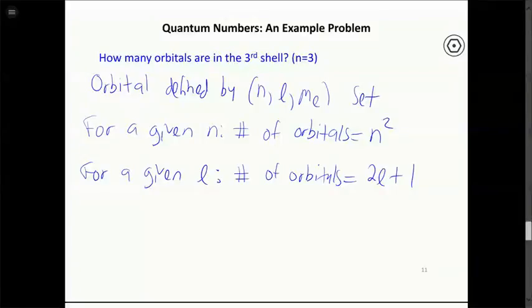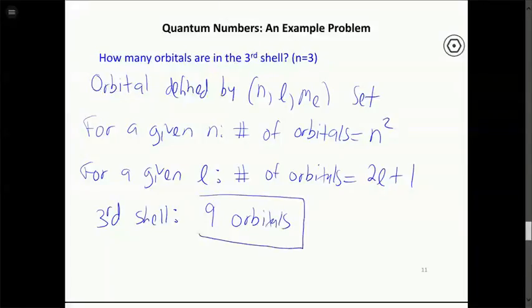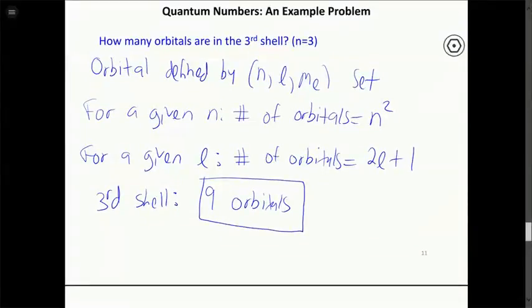Okay, so if we're in the third shell, as this example problem gives us, and as I unintentionally let the cat out of the bag on the last slide, the third shell has 9 orbitals. n squared is 9. And then if we want to know how these 9 orbitals are divided up into subshells, in the third shell we have the 3s subshell. That's where L equals 0. There are going to be 2L plus 1 orbitals in that subshell, so that's going to have 1 orbital.